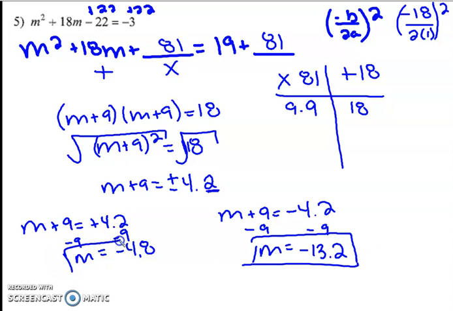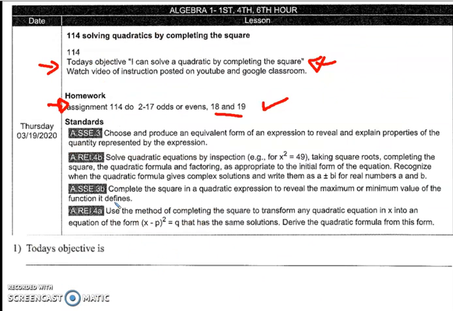Okay, now your homework is, let's go back to right here. Homework, odds or evens for 2 through 17, but I did 4 of those already. Awesome. And then 18 and 19, because those are the quadratic equations.